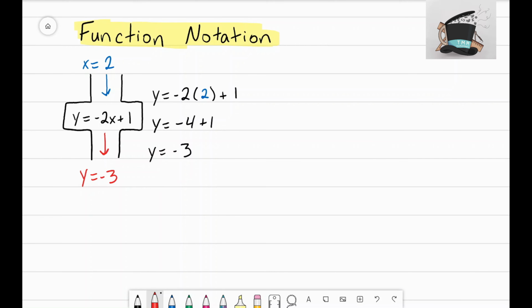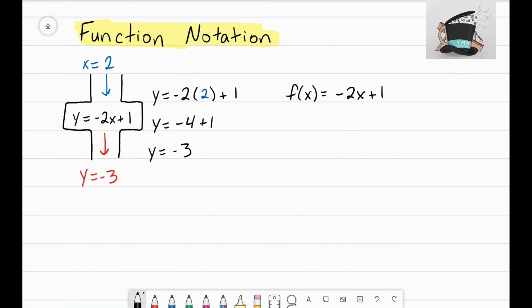This is how we used to do these problems, what we called a function machine. Now, we want to introduce something else that we're going to use, which is called function notation. All function notation is, you take the equation that we started with, the equation inside, and rewrite it. So I'm going to have negative 2x plus 1, but instead of calling it y equals, I'm going to call this f of x.